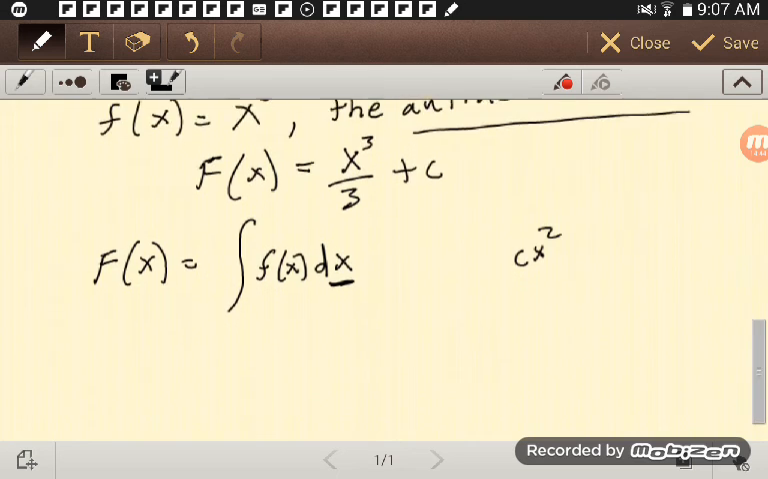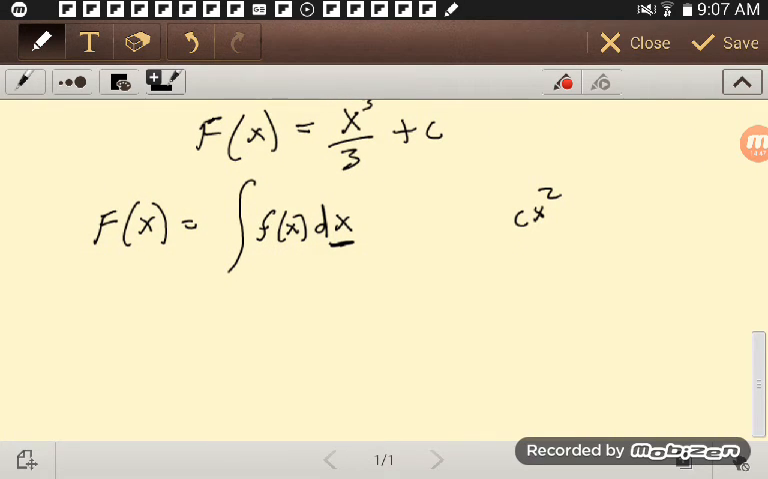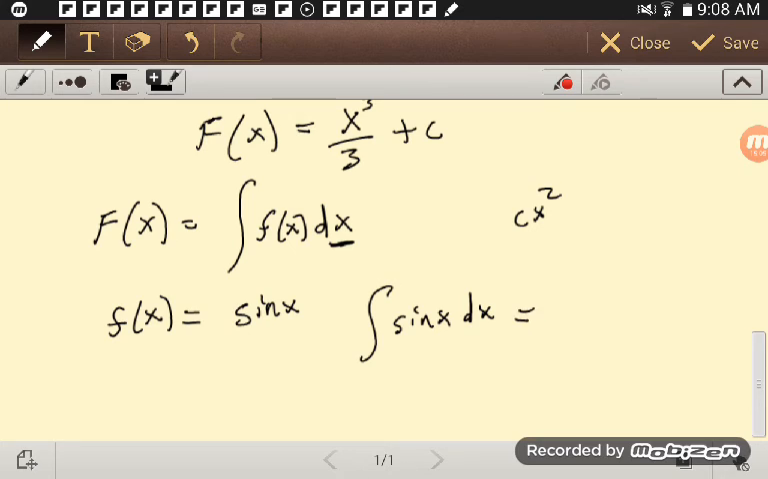As far as rules, you need the power rule. Beyond that, it's really just practice with things. So, for instance, if I'm told I've got f of x is sine of x, and then I say, well, what's the antiderivative of sine of x dx? Well, remember that when I take the derivative of the cosine, I get the negative sine. This isn't negative, and so this is actually negative cosine of x plus an arbitrary constant.